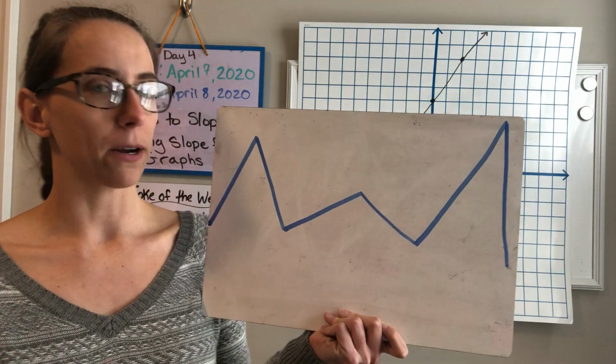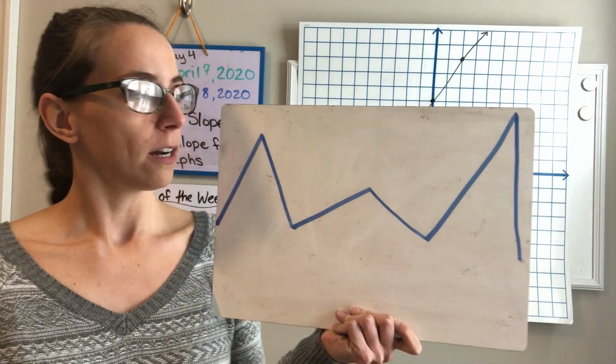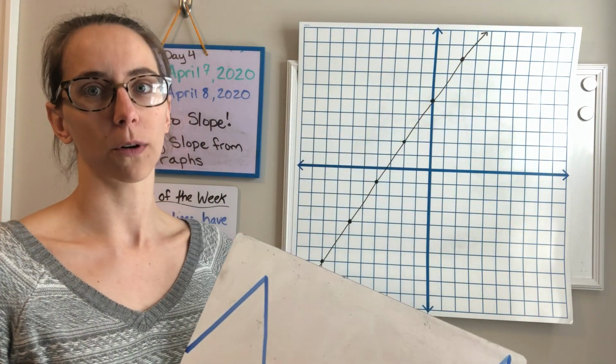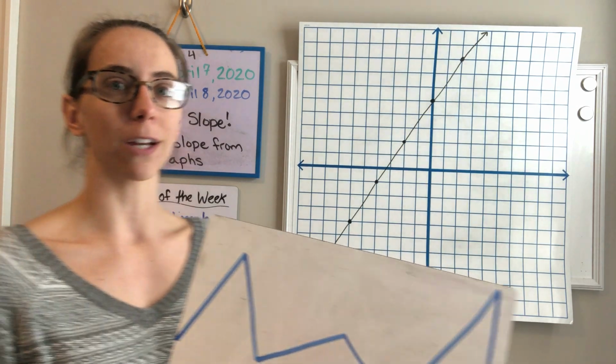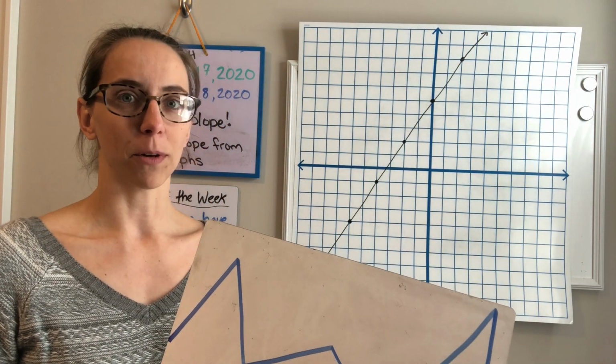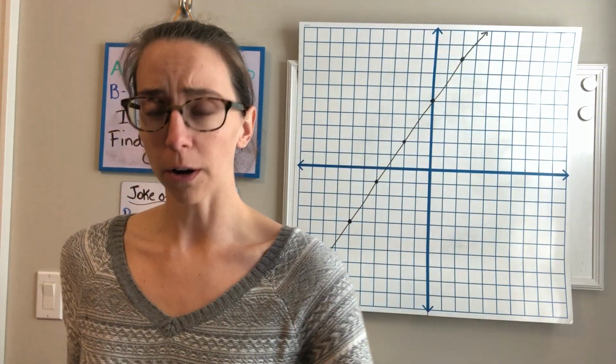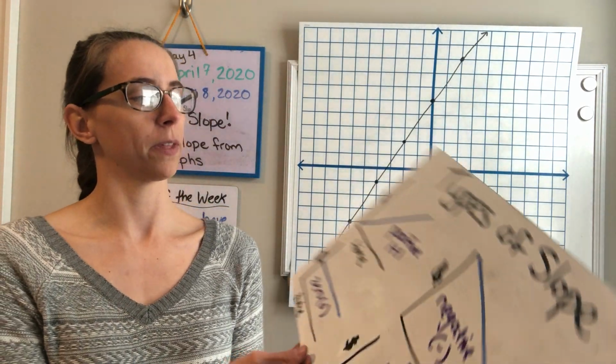So we're going to be comparing the types of slope today, and then we're actually going to be finding the slope of lines on a coordinate plane. If I give you a graph, can you find the difference between the y values and the x values? There are 4 different types of slope.